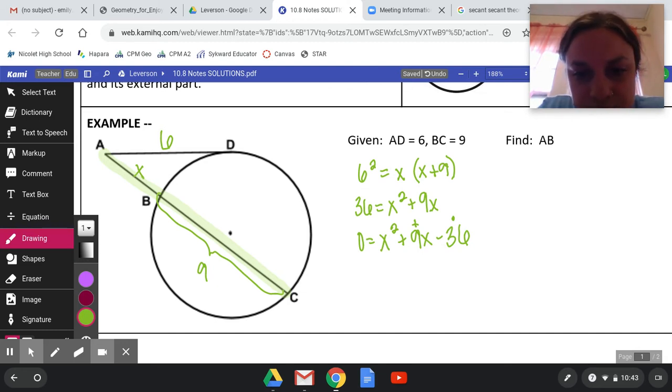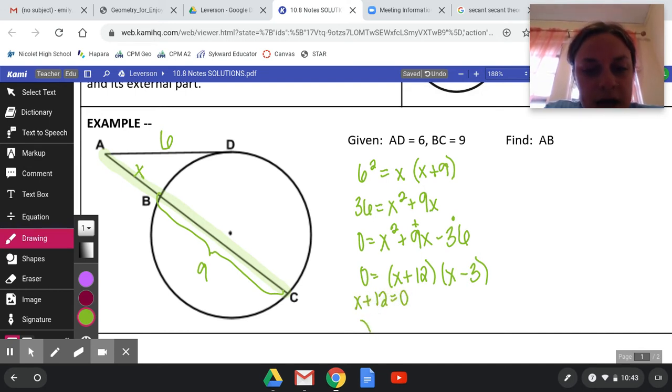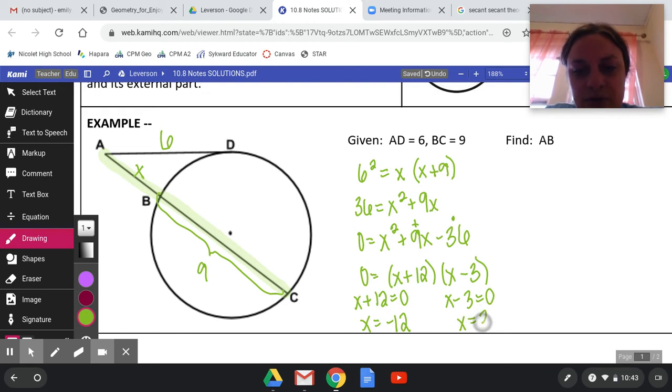So I am going to say, okay, 0 is equal to X plus 12 times X minus 3. 12 times negative 3 equals negative 36. 12 plus negative 3 equals a positive 9. Those are my two factors. So then once again, I apply the zero product property. X plus 12 is equal to 0, so X is equal to negative 12. X minus 3 equals 0, so X would be equal to 3.